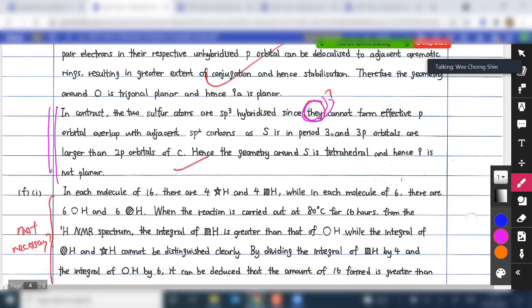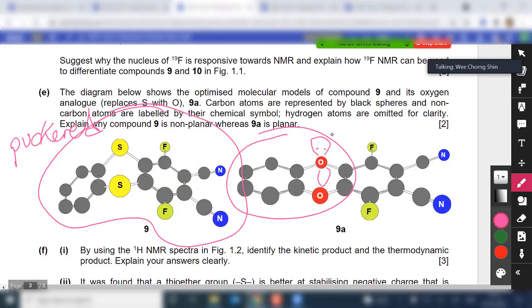in 3p, or rather sulfur is period 3. So if it's going to be sp2 hybridized, then the lone pair will be in 3p, which will not overlap effectively well. In that case, I'd rather be sp3, because then I am improving on my sterics, meaning I'm removing myself from any potential steric interference or hindrance. So that's why it's puckered.